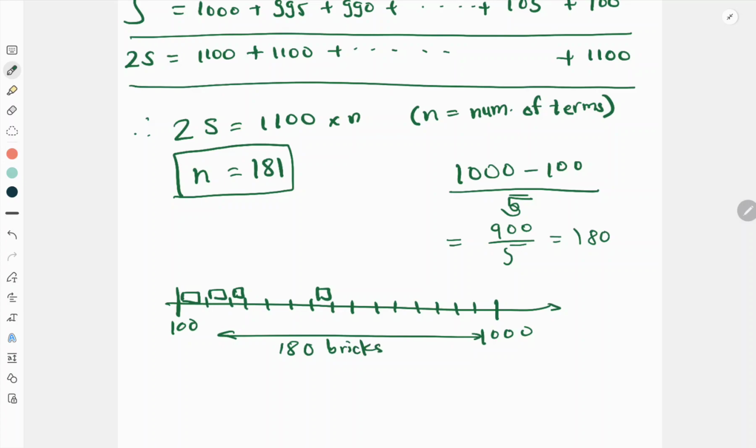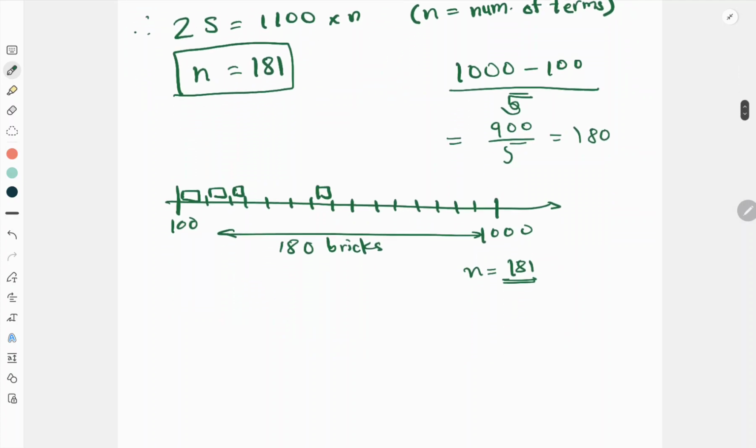But each brick has 2 endpoints, and each endpoint is divisible by 5. So the total number of numbers I have is again, as before, 180 plus 1, which is 181. So n is equal to 181, and therefore our answer is simple now. So s is half times 1100 times 181.